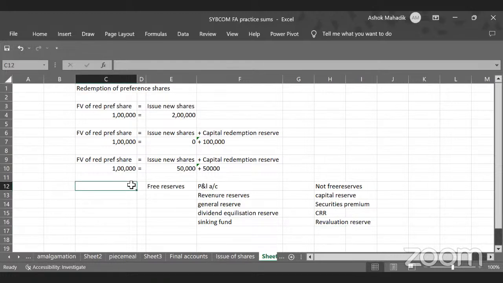Now I'll tell you the entries for redemption of preference shares. Just like I told you for issue of shares, I'll give you entries for redemption of preference shares. Just give me 2 minutes.